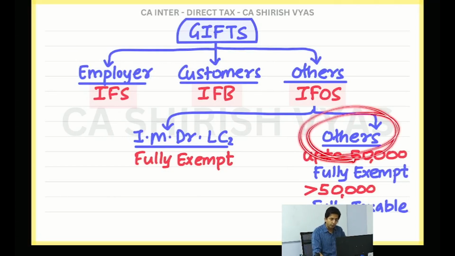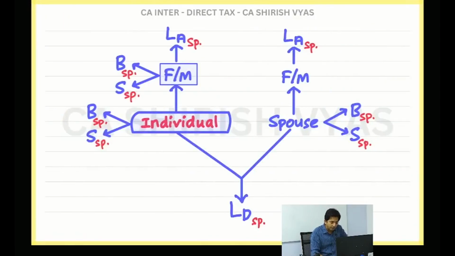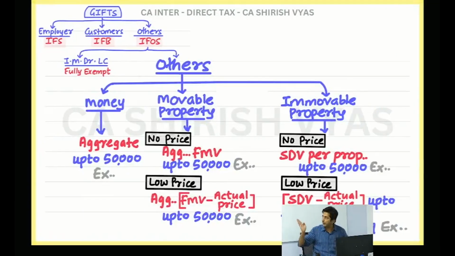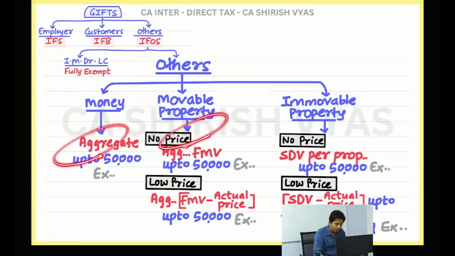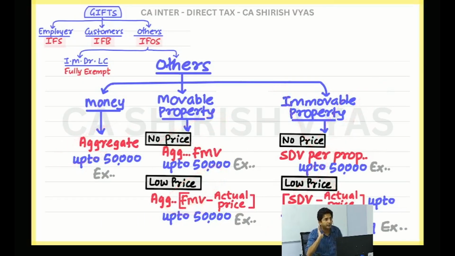But in the new chart what did I do? This other gift was further bifurcated into money, movable, immovable, and in movable and immovable there were further two parts: no price, low price, no price, low price. And aggregation headache is there in money, no price and low price. Here there is no aggregation. Here you have to see per property, property wise you have to check. Okay. Tell me, movable property means what?